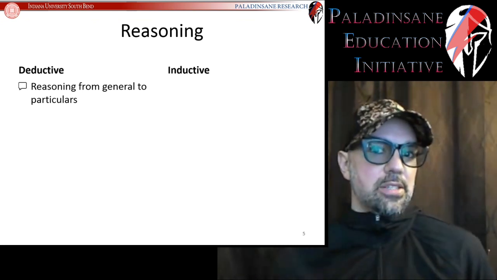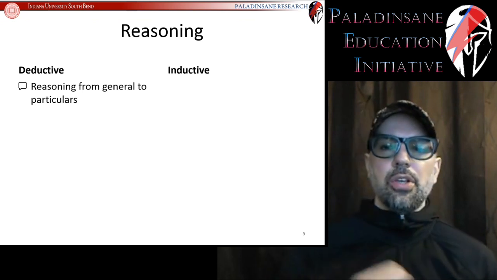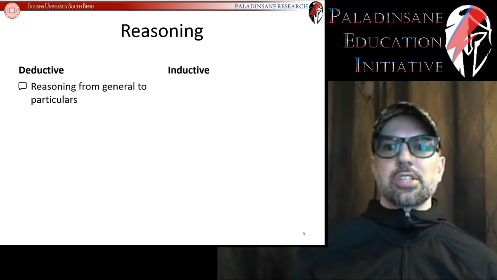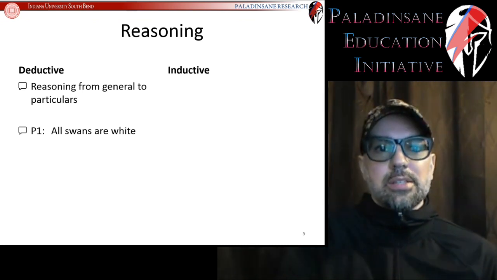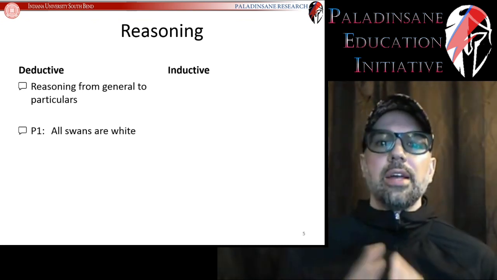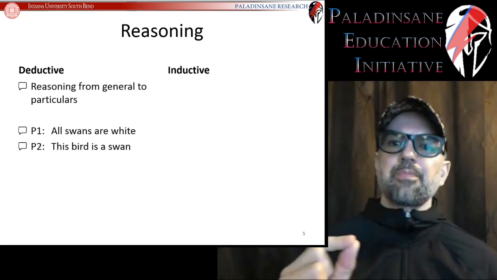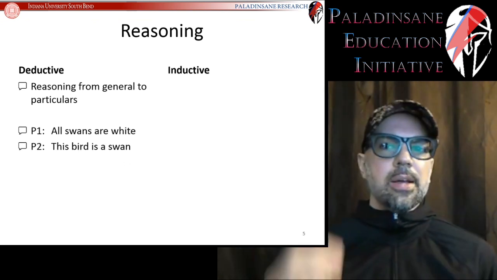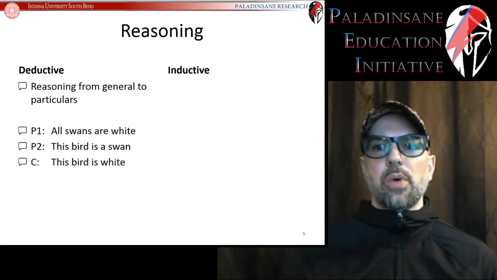And this one is used in science a lot when you start with a theory and you end up with a prediction. So you could have a very general statement, such as all swans are white. This is a theory about swans, right? This is saying that all swans are white. That's a generality. Add a second proposition to this, that a particular bird is a swan, and given deductive reasoning, you can conclude that that bird is white.